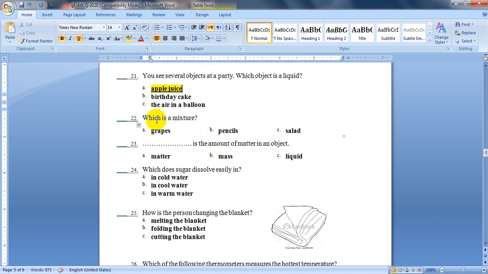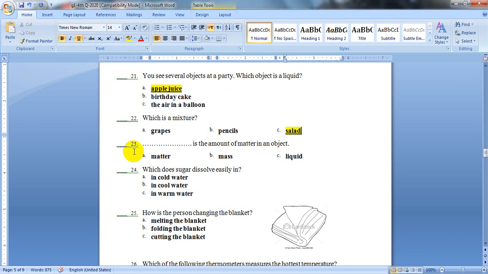22. Which is a mixture? Do you remember what is a mixture? A mixture is a mix of two or more kinds of matter. So, grapes is a mixture, pencils or salads. Grapes is just one kind. Pencils, also one kind, the same kind of matter. But salad has more than two kinds of matter, so it represents a mixture.